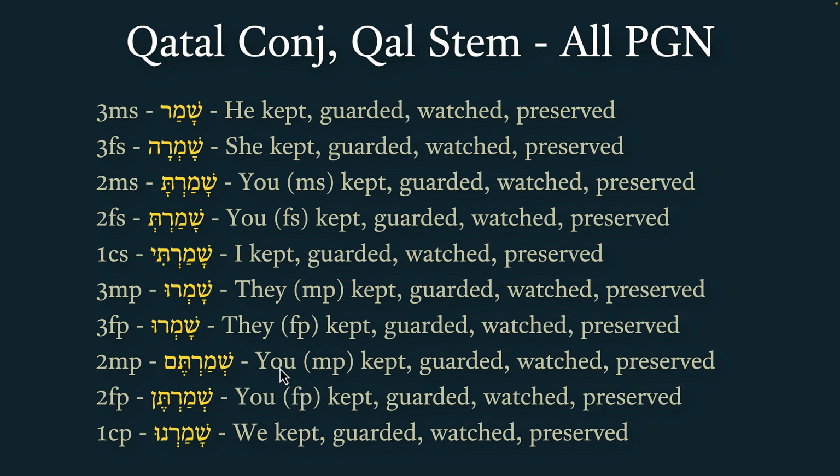Shamartem, you guys kept, or ye. And that's why in the King James Bible the singular would be thou or thee, etc., whereas for the plural it will be you, ye, ye, right? Shamarten, that is feminine, and shamarnu, which is we kept, which is a common gender. Okay, so this is how the meaning changes for the person, gender, number.